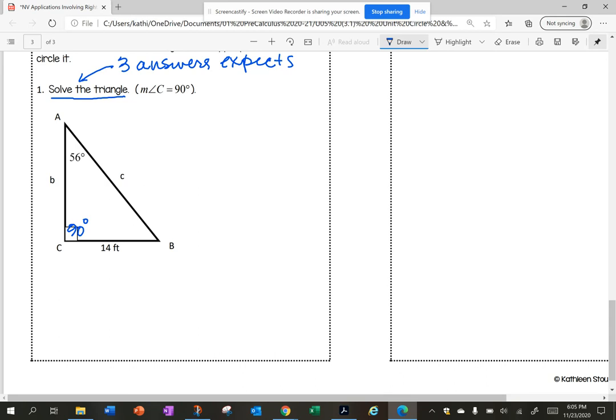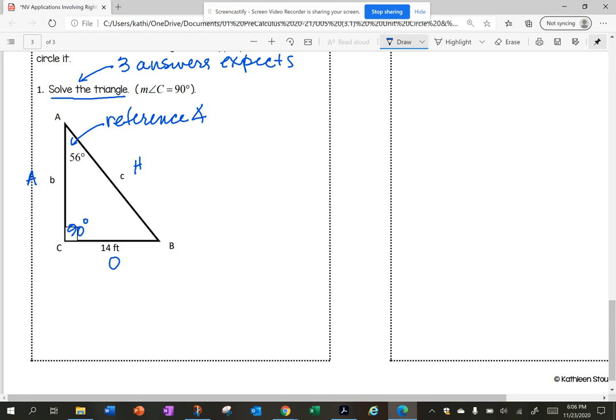So since I have the angle 56 given, I'm going to use this as my reference angle. I could use angle B as my reference angle, but I can never use the right angle as the reference angle. So I'm going to identify this as my reference angle. So this is my opposite, this is my adjacent, and this is my hypotenuse. It does not matter. I can solve this in any order.